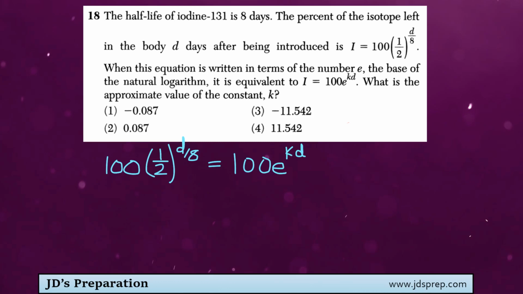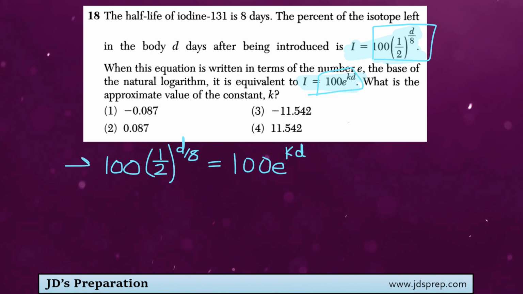In this question, we're given the equation I equals 100 multiplied by 1/2 to the power of d over 8. And then it says when this equation is written in terms of the number e, it is equivalent to I equals 100 multiplied by e to the power of kd. So since we're given both of these equations, where I is isolated, I can set both of them equal to each other. This here and this here, I can set equal to each other.